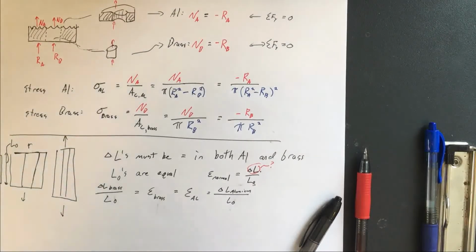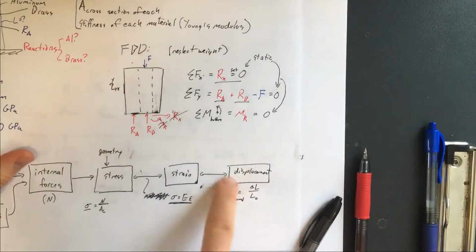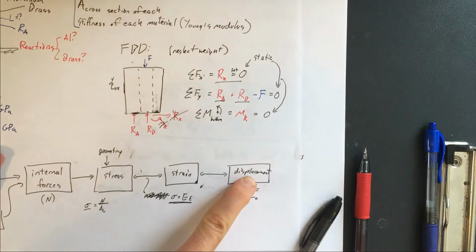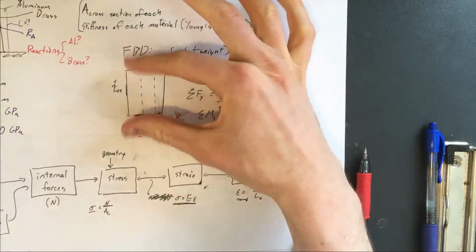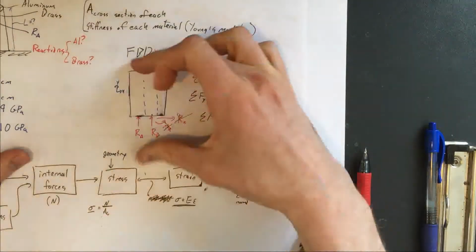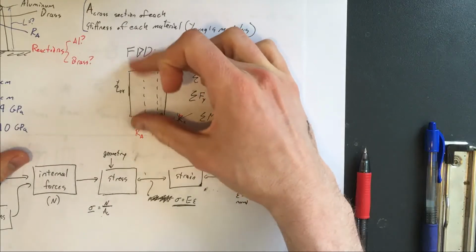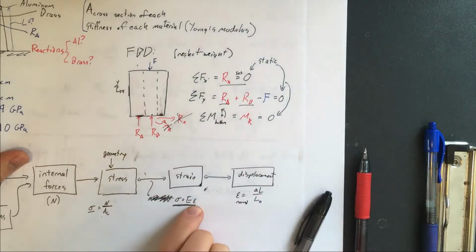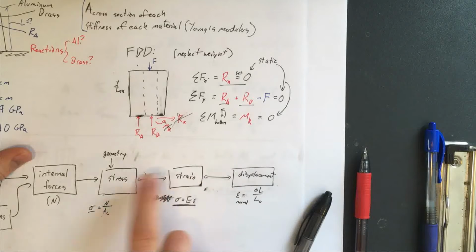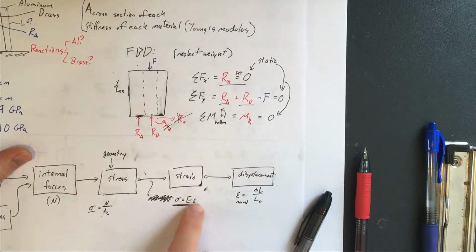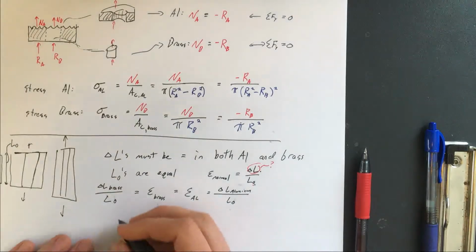So where does that leave us? Well, we said there's a relationship between the displacements, because the delta L's need to be the same. It turns out that because the L naughts are the same, that also means the strains are the same in the two. Well, hey, we have a relationship between stress and strain, and they're related via the Young's modulus. So what does that mean?